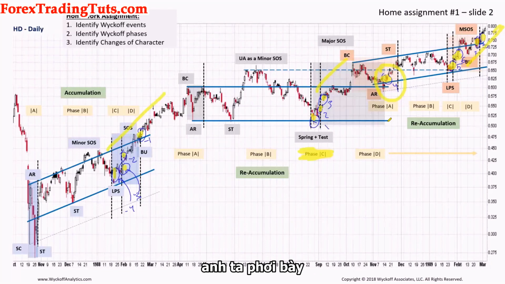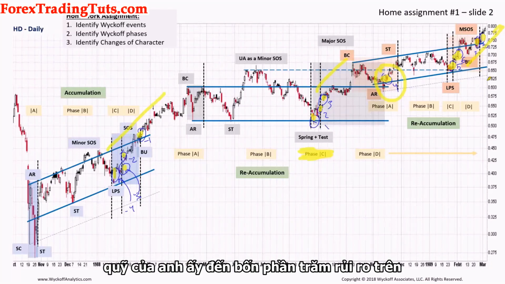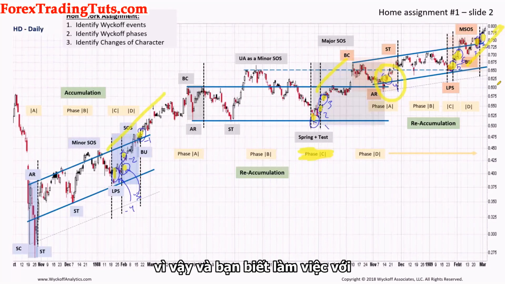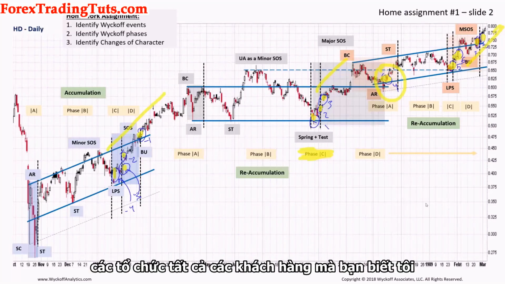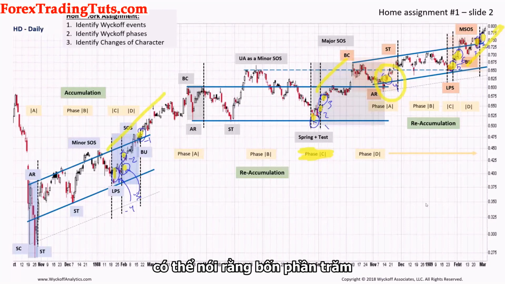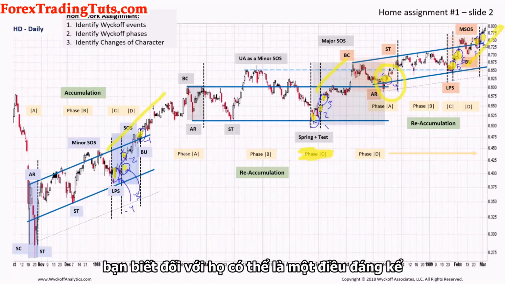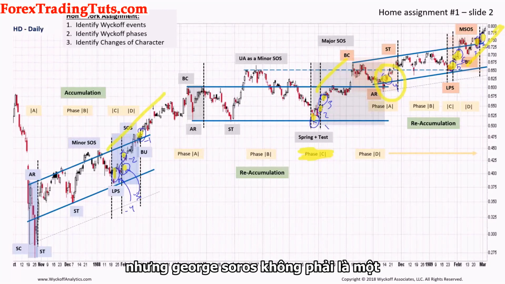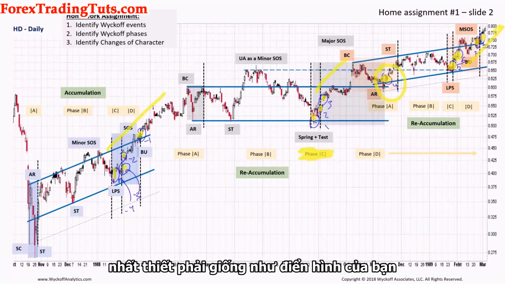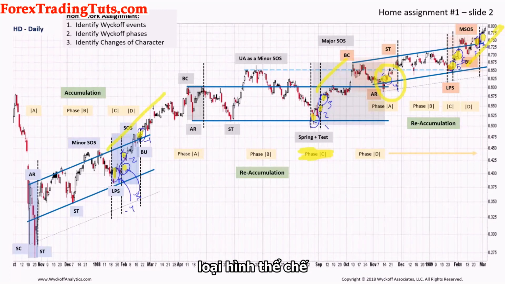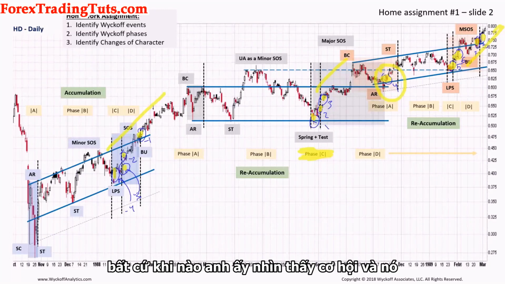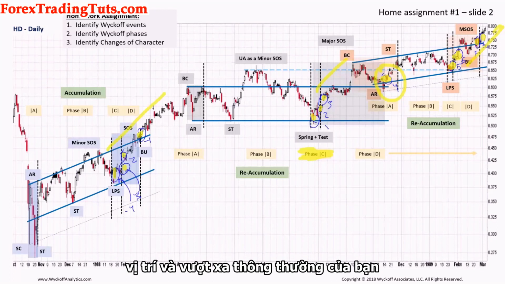He exposed his fund to 4% of risk on this trade. Working with institutional clients, I must say that 4% could be a substantial risk for them. But George Soros is not necessarily your typical institutional type. He is what I call, and this is very close to me because I trade the same way, more of a concentrated portfolio investor. Whenever he sees an opportunity and it works in his favor, he could add to the position and go beyond your regular risk parameters.